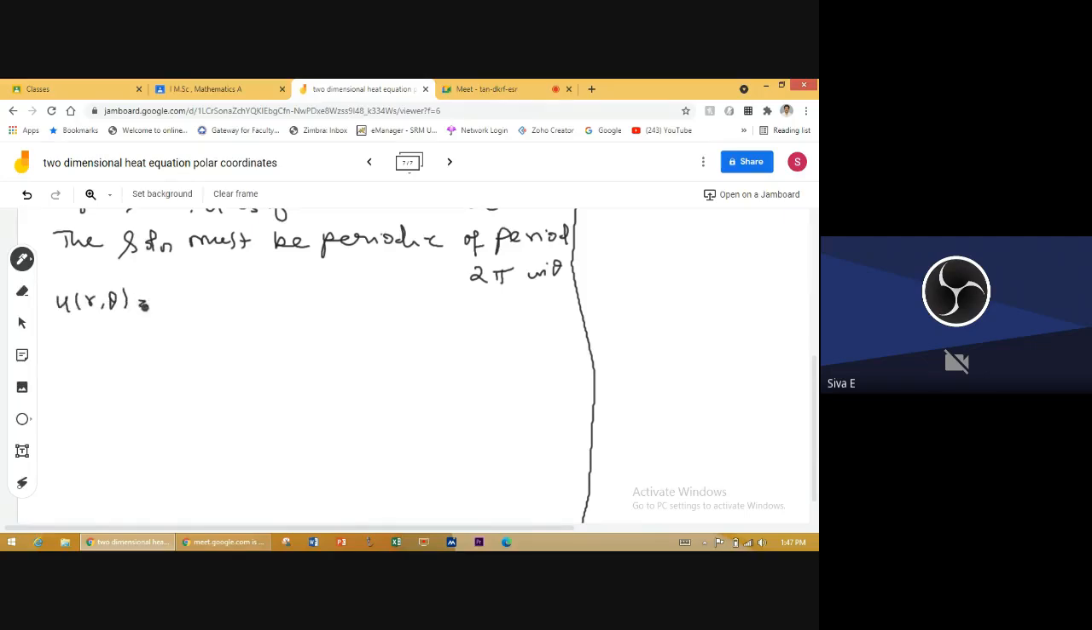Yesterday we have derived u of r comma theta equal to a r power lambda plus b r power minus lambda, c cos lambda theta plus d sin lambda theta.